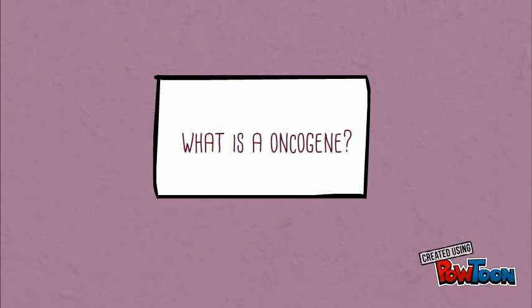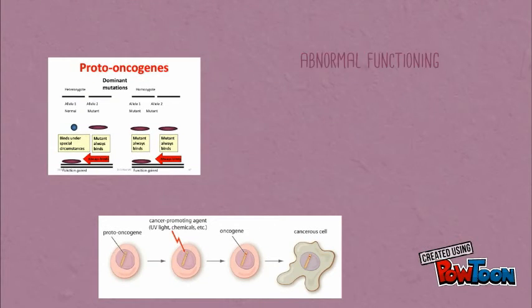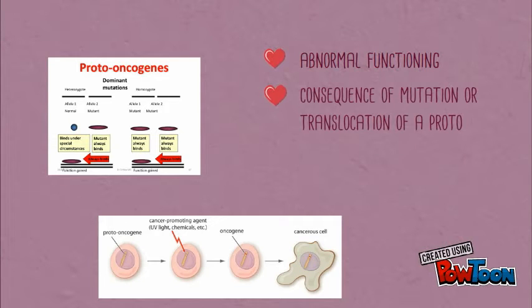Another frequent question is, what is an oncogene? It's a gene that causes abnormal functioning or resting cell growth that leads to the formation of tumors. It's a consequence of mutation or translocation of a protein.